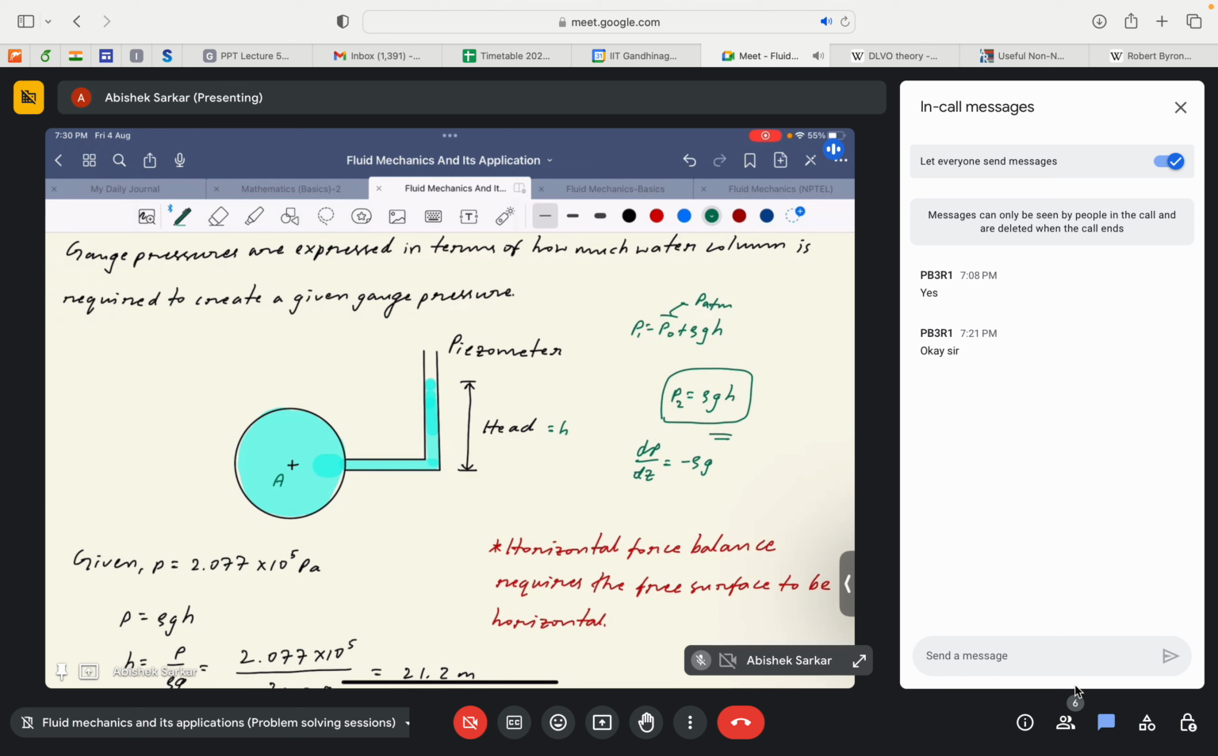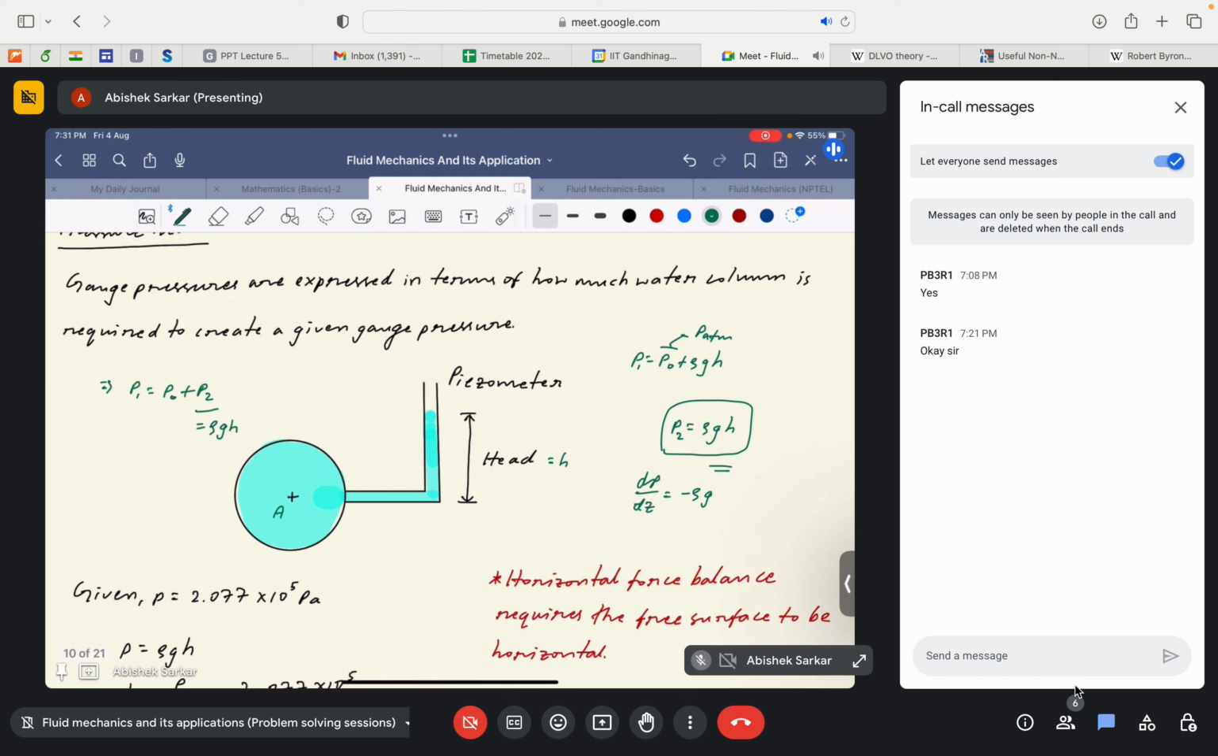Okay. See, here P1 and P2 differ by an amount P naught, right? You can just write P1 is equal to P naught plus P2, right? Because P2 is equal to rho g H. So here you can see that these devices, these piezometers, manometers, or any other pressure measuring devices, are mostly used to measure the gauge pressure, right?